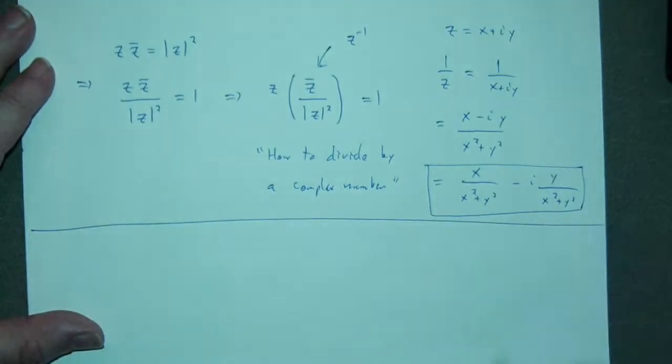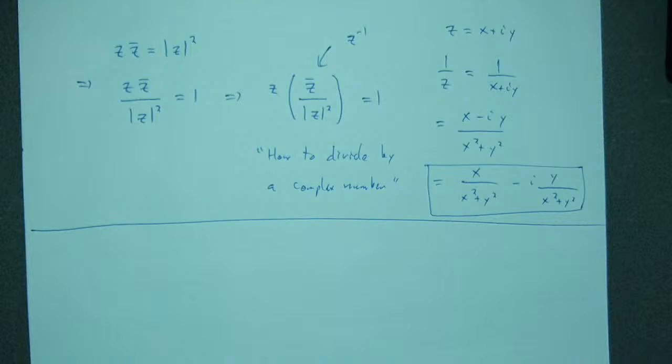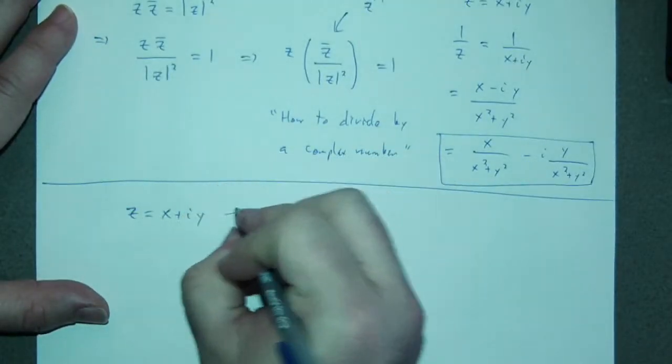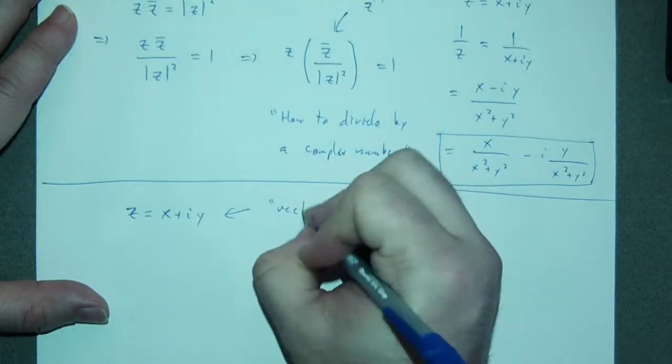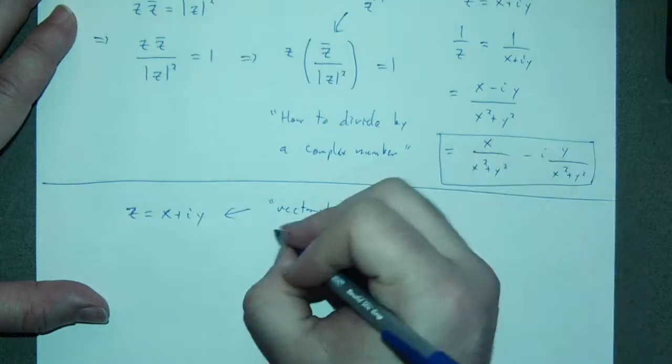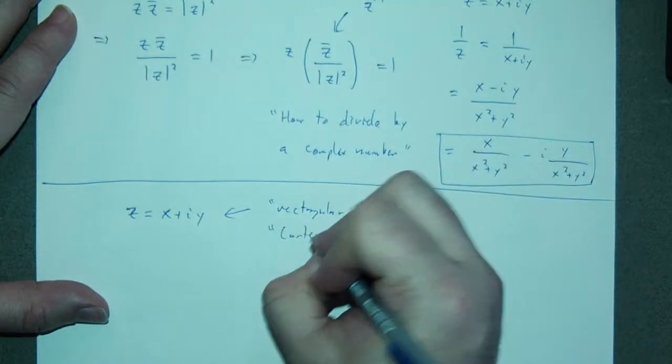One more thing before I move on. A complex number written like this is in rectangular form, or Cartesian form.